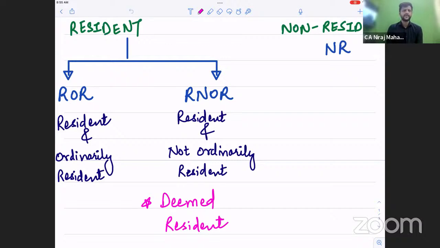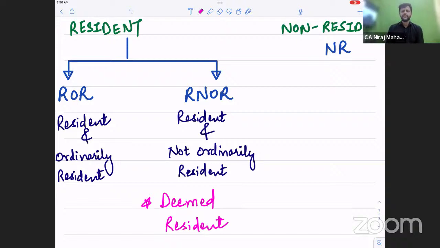So in resident also you have two categories now, ROR and RNOR. Who do you think, bacho, has more number of days stay in India? Correct. Are you getting the point, all of you? What are we saying, bacho? Who stays a lot in India? ROR. And ordinarily he is resident. Ordinarily means he is normally, regularly resident. Most of the time he is in India. Let us say like people like you and me. Clear or no?